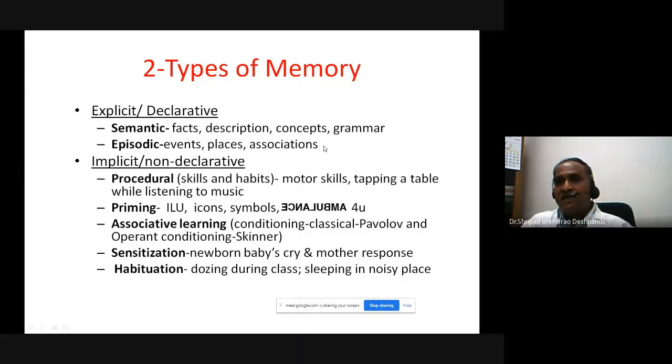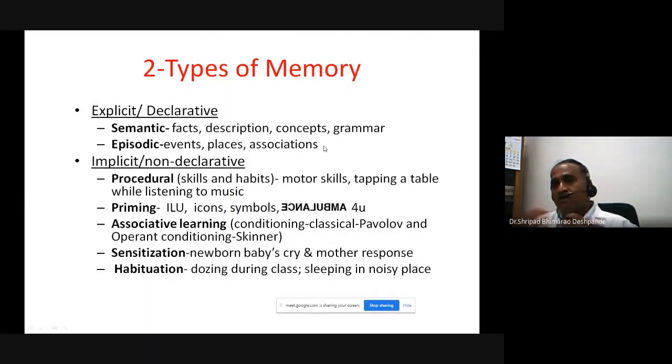Implicit memory is a non-declarative memory. There are four components in the implicit memory. One, procedural. Implicit memory which is procedural. These are the motor skills we develop during our life, whatever, cycling or motorbiking, racing or swimming, or whatever motor skills we develop.